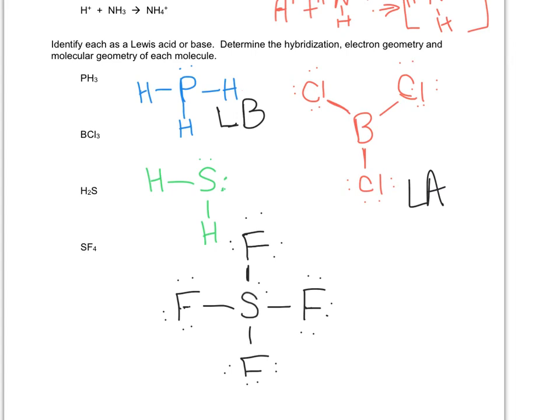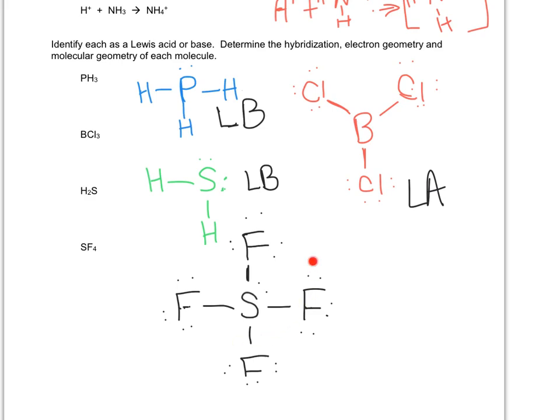Okay, let's move on to the next one, H2S. This one would be a Lewis base, and the reason for that is that we have a couple of pairs of electrons that we can donate. So it can be an electron donor. For the hybridization, there are 4 areas of electrons around it, so that's sp3. And 4 areas of electrons for the electron geometry would be tetrahedral. But since there are only 2 bonds, that would be a bent shape for the molecule.